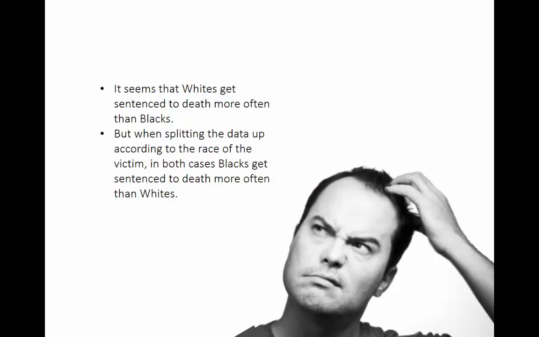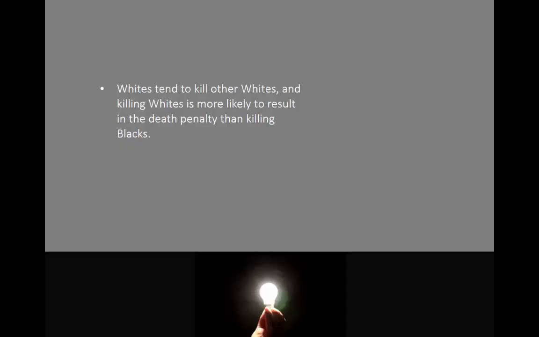The paradox here is that it seems that whites get sentenced to death more often than blacks, but when splitting up the data according to the race of the victim, in both cases blacks get sentenced to death more often than whites. What is the solution to this paradox? Again, it's a third factor, a variable that we omitted. And here it is: whites tend to kill other whites, and killing whites is more likely to result in the death penalty than killing blacks.